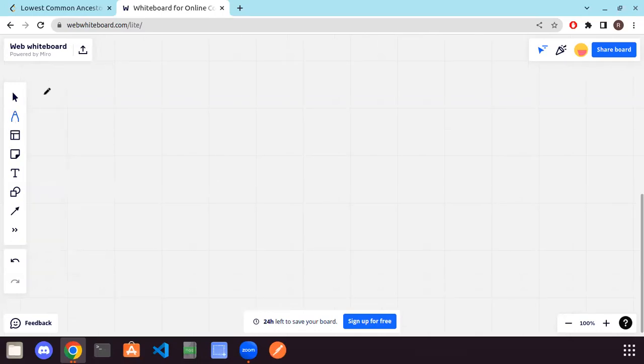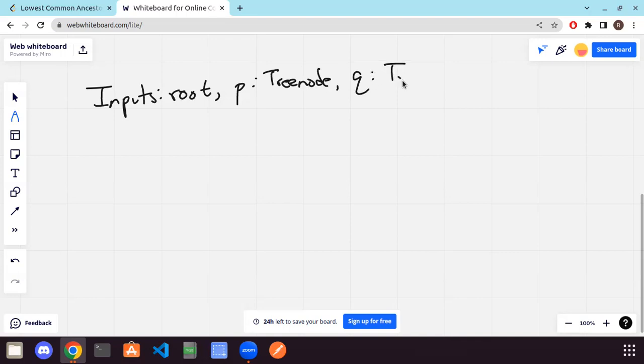We're given a tree. We're given the root of a tree, I should say. So for the inputs, we're given the root. We're given P, which is a tree node. Also given Q, which is another tree node. And we want to find its lowest common ancestor.